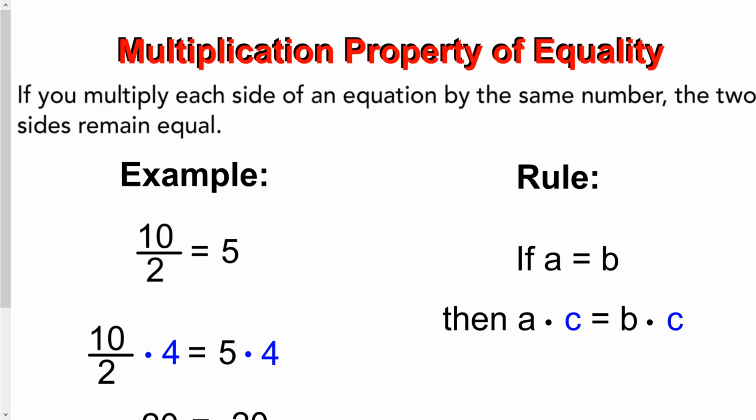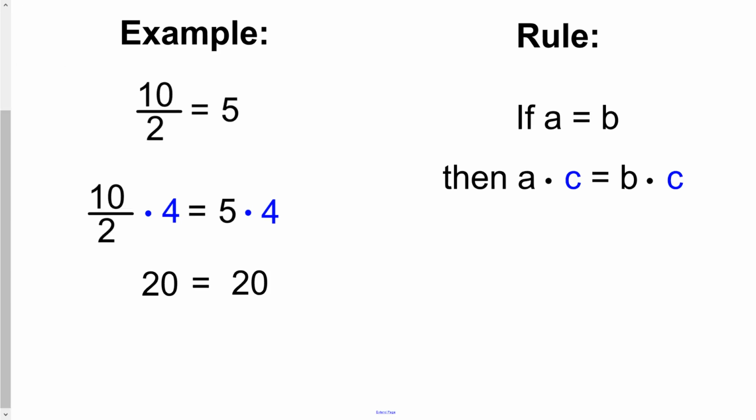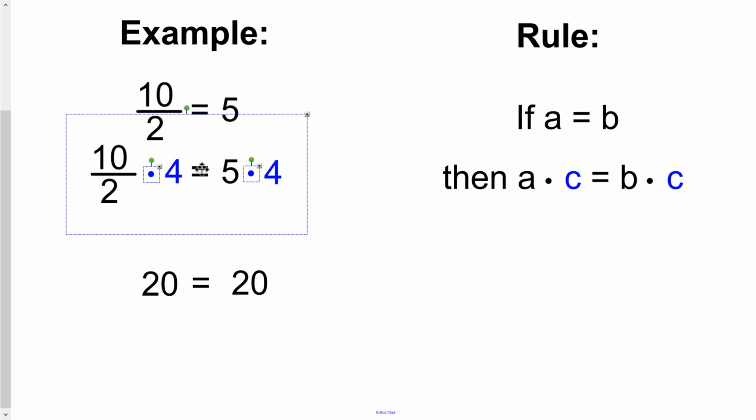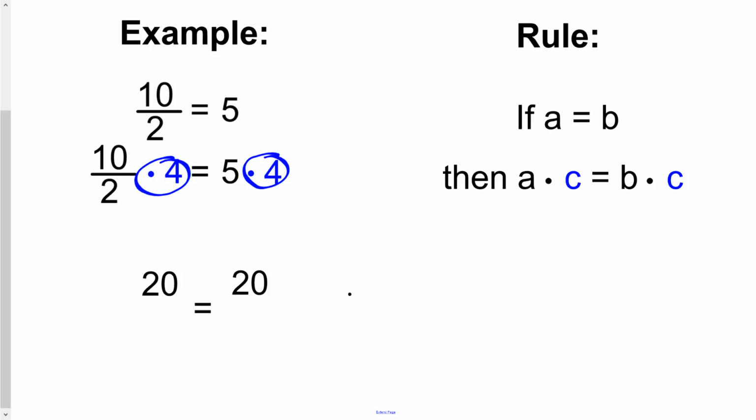So here's a definition of the multiplication property of equality. It's just if you multiply each side of an equation by the same number, the two sides remain equal. Okay, so I have a quick example here. I'm going to actually make some room here. We know that 10 divided by 2 is 5. And if we multiply both sides by 4, according to the rule, it should remain equal.